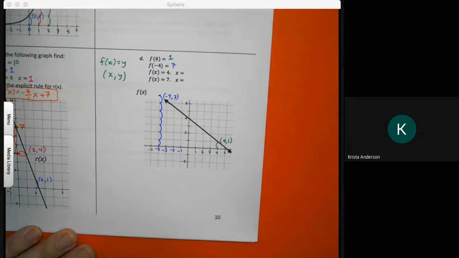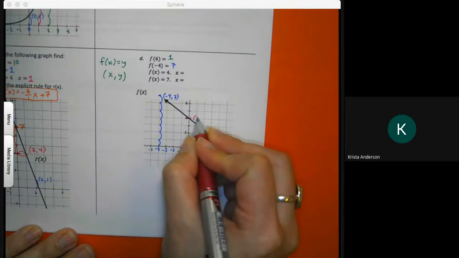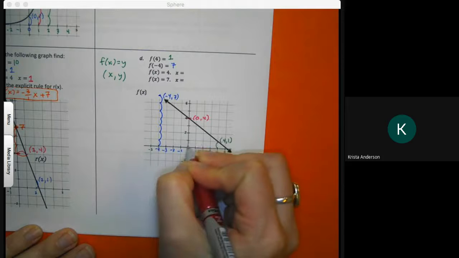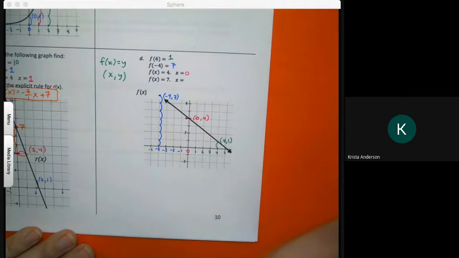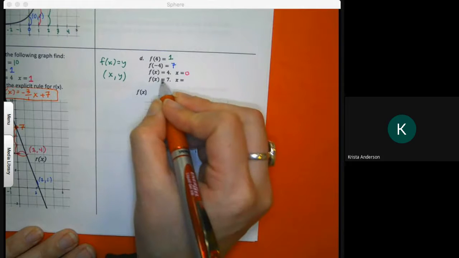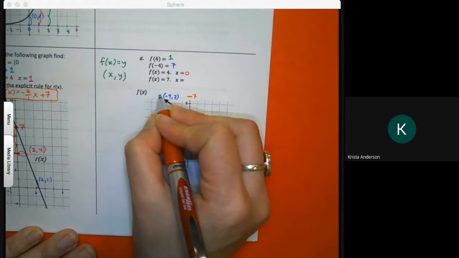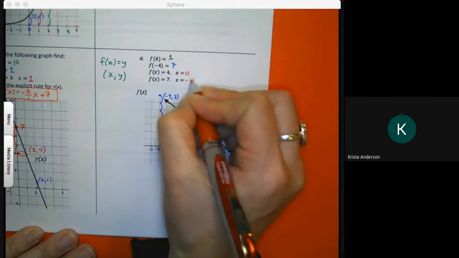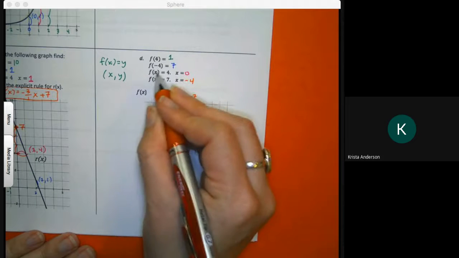Now it asks, where is it the height of 4? That point is 0, 4. 0 up 4. So my x would be a 0. Then it asks, where is it at the height of 7? We already found that the height of 7 was at negative 4. So when there's a negative 4 in here, it's at 7. And there's a 0 in here, it's at 4.